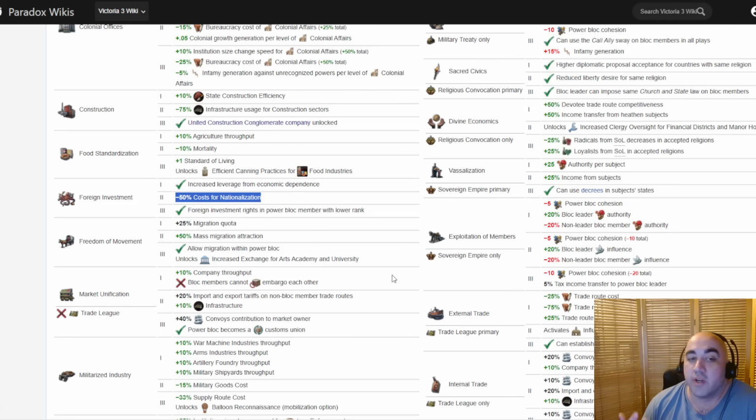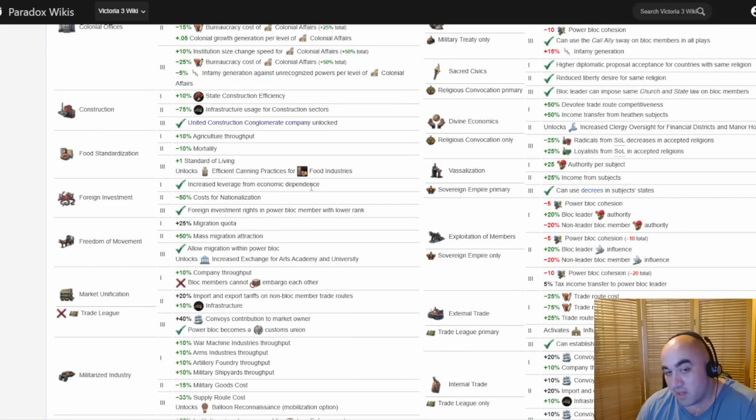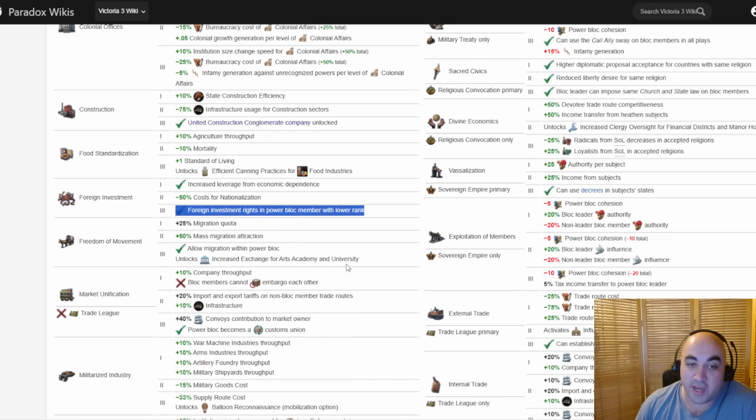And so I think that it makes a lot of sense for this in particular, and also getting someone in your bloc isn't as valuable as with a lot of the other blocs, but is really valuable on Sovereign Empire. The foreign investment rights in bloc members with lower rank, this is not too useful, but it forces it so that you can keep getting it.